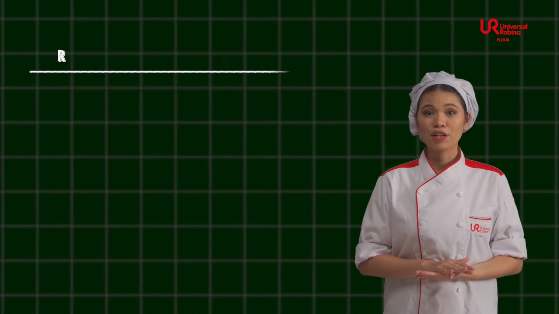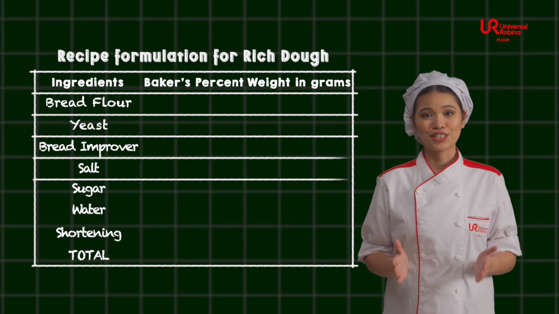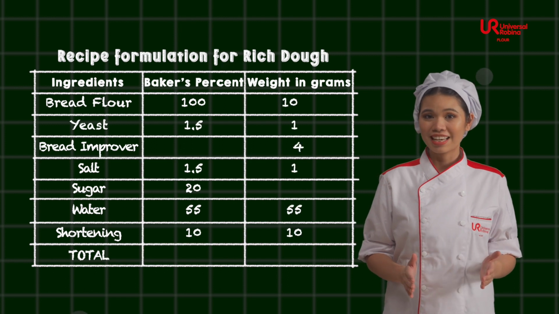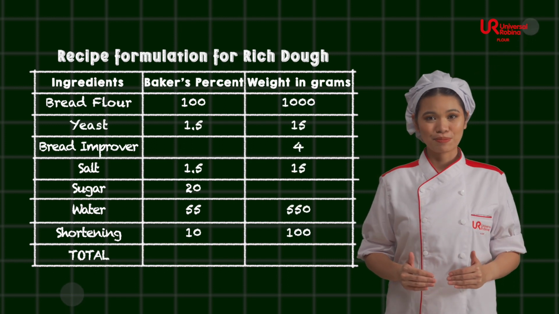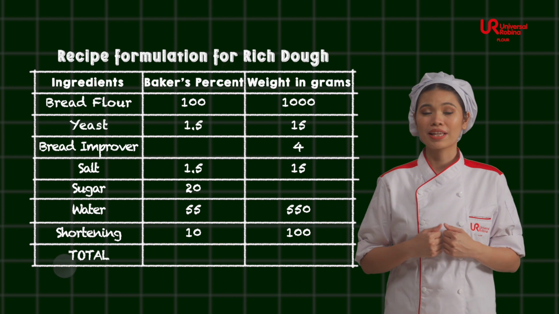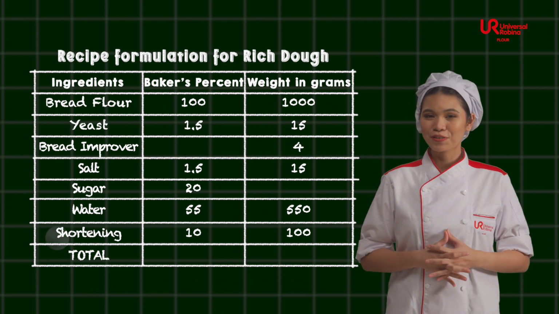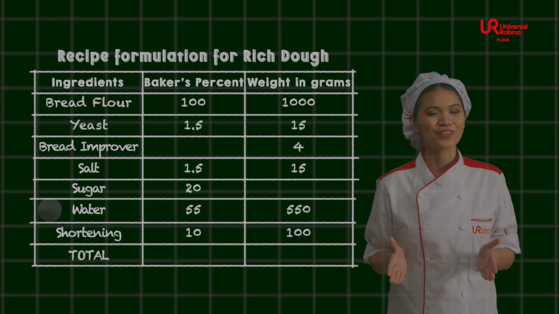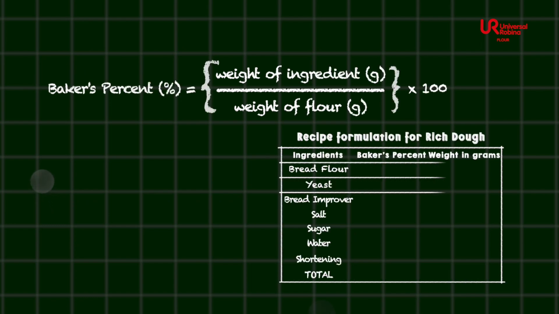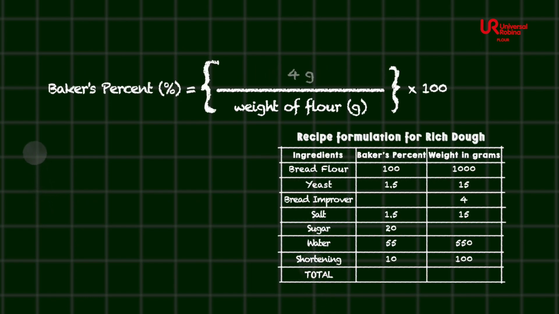This is a table of recipe formulation for rich dough. Sa kaliwa ang ingredients, sa gitna ang baker's percent, at sa kanan naman ang weight in grams. Let's compute for the baker's percent of the bread improver. The baker's percent of the bread improver is equal to 4 divided by 1,000 times 100. This will bring us to 0.4%.